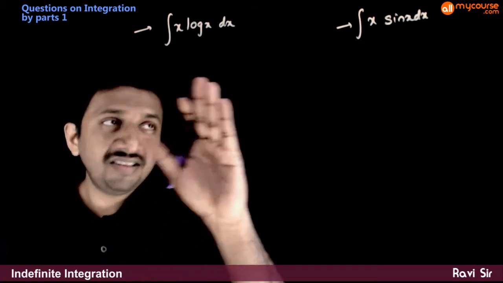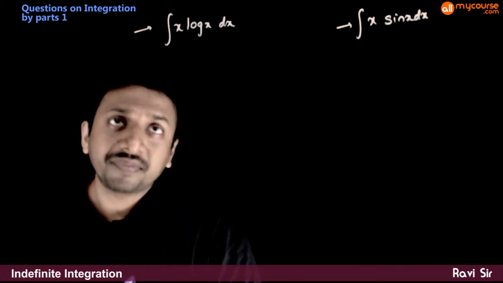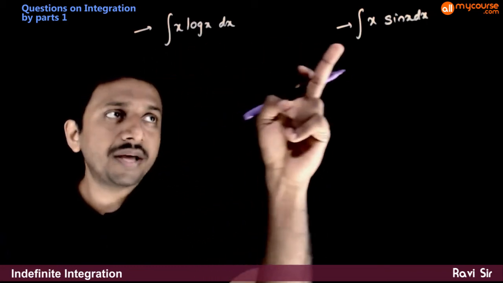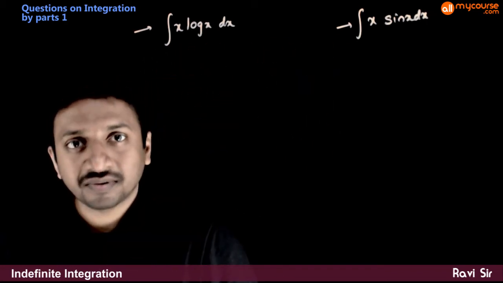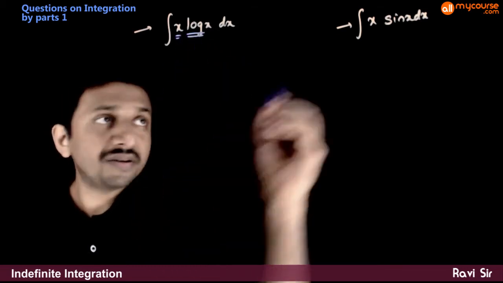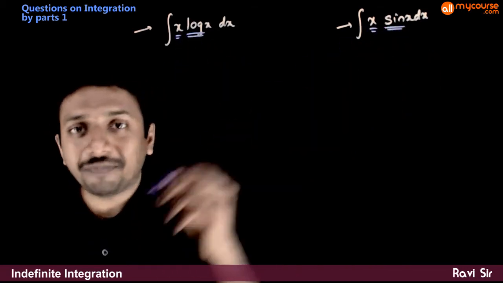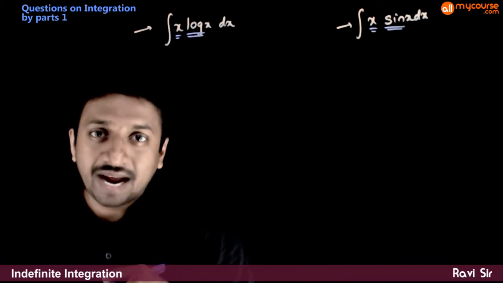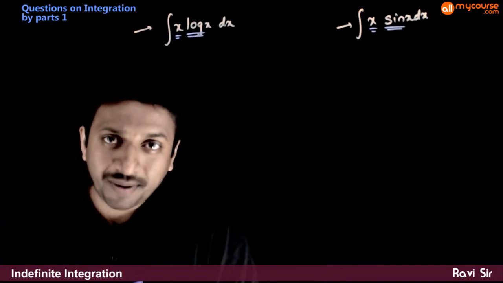So let us take these two very simple questions in the starting. You're asked to integrate x log x and x sin x. Now, as you can see, there are two functions which are being multiplied. So obviously we have to use integration by parts.